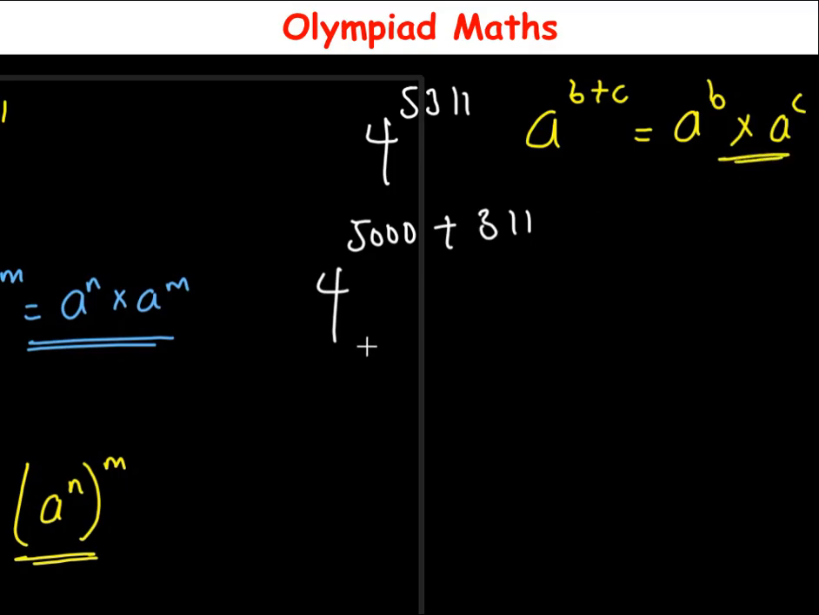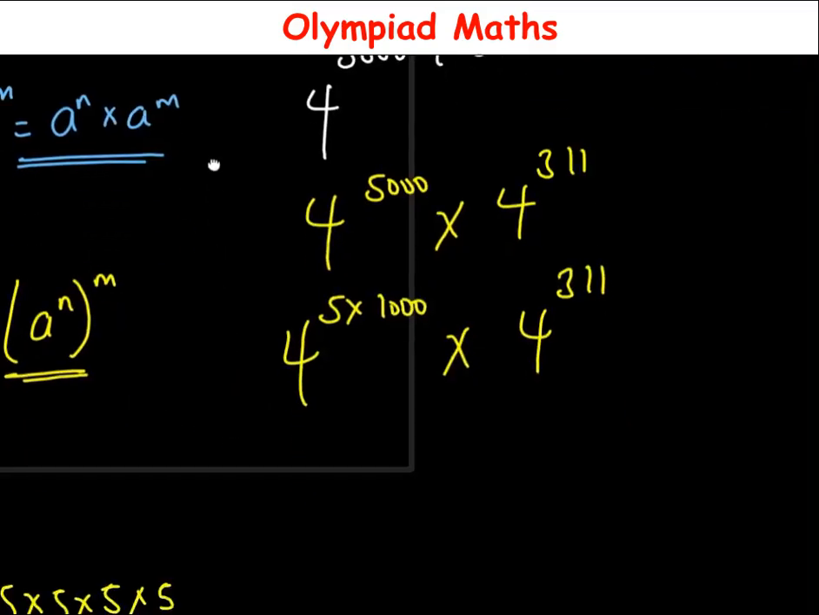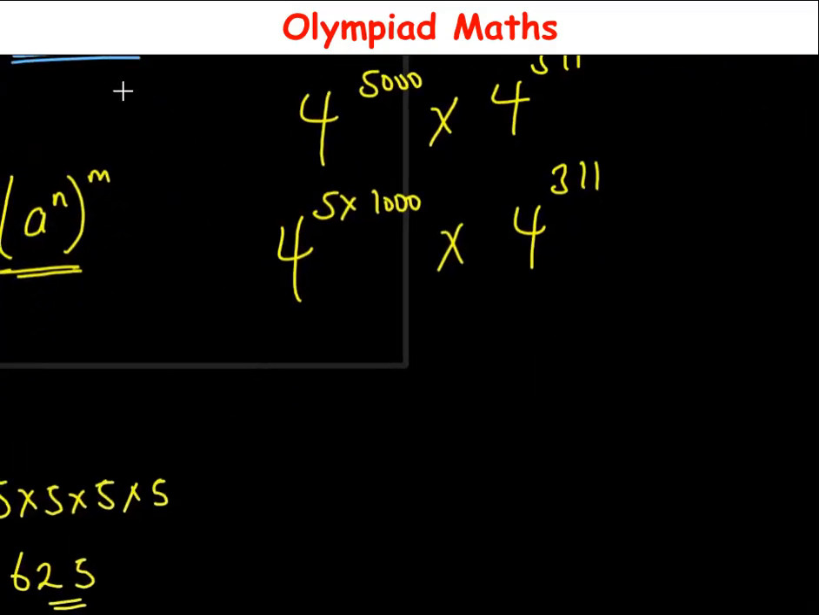Applying this right here, this becomes 4 raised to power 5,000, then times 4 raised to power 311. Now at this junction, we can express 5,000 as 5 times 1,000. So 4 raised to power 5 times 1,000 times 4 raised to power 311. And from here, applying this rule that a raised to power b times c is equal to a raised to power b, all power of c.